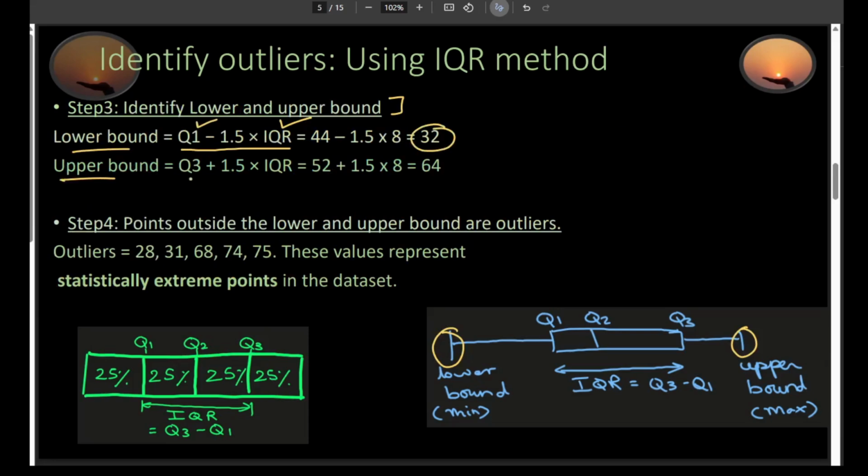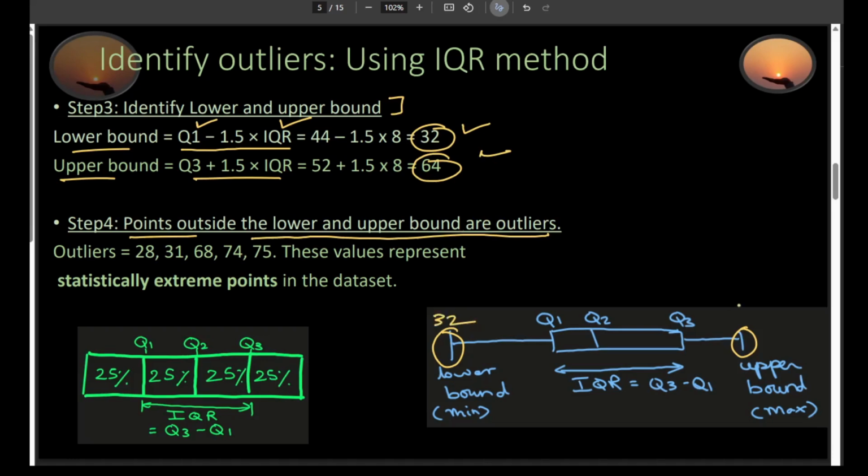Likewise, for the upper bound, your upper bound is equal to Q3 plus 1.5 times IQR. Substitute your values, and the answer comes out to be 64. So the points that are outside the lower and upper bounds are your outliers. So points that are outside 32 and 64 are my outliers. This is my 32 right here.